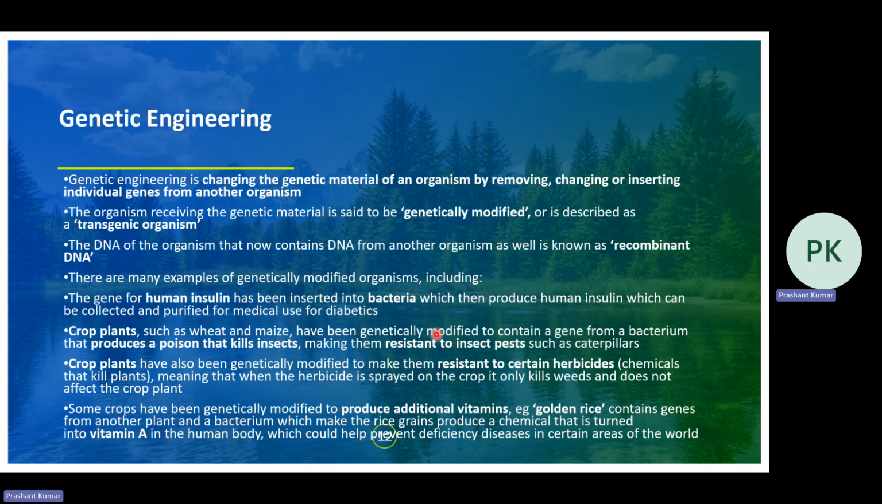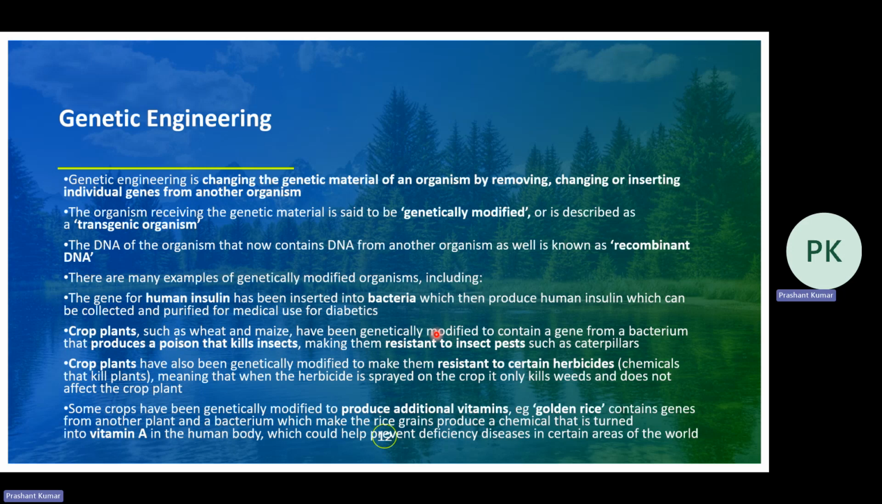Now, what is genetic engineering? Genetic engineering is changing the genetic material of an organism by either removing it, making some changes, or inserting a new gene from another organism, right? Whenever we form a genetically modified organism, we call it a transgenic organism. The organism now contains DNA from another organism, also known as recombinant DNA, right? So recombination comes in here.